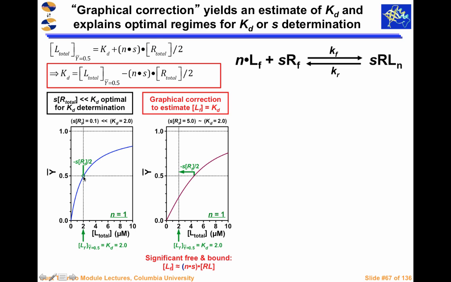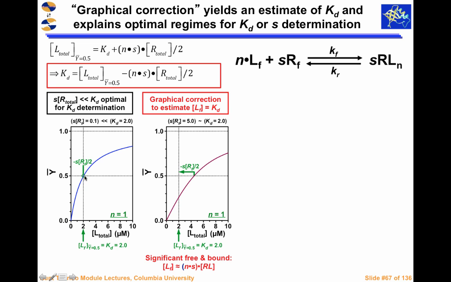If you have a very small amount of receptor compared to KD, that means quantitatively there's just a really tiny amount bound here, right? The free is 2 micromolar. The bound under this condition, where SRT is 0.1, is only 0.05, right? 0.05 is a very small amount on this length scale. And so the graphical correction is tiny. So arithmetically, I hope that's straightforward.